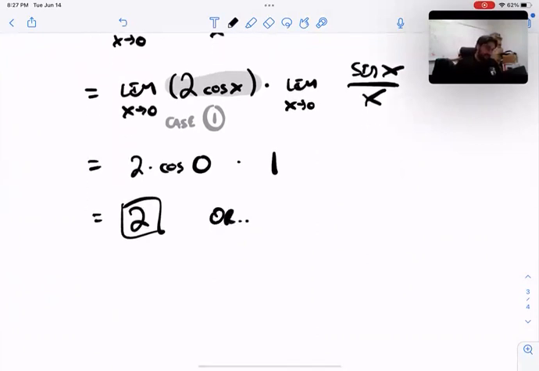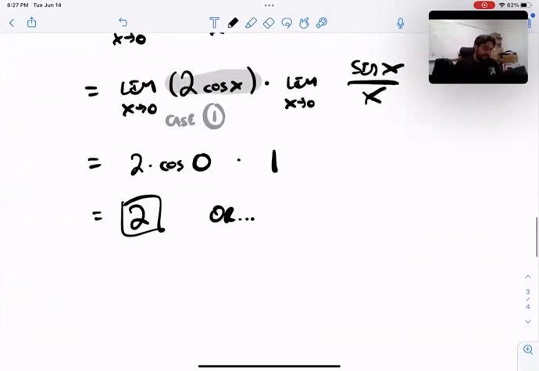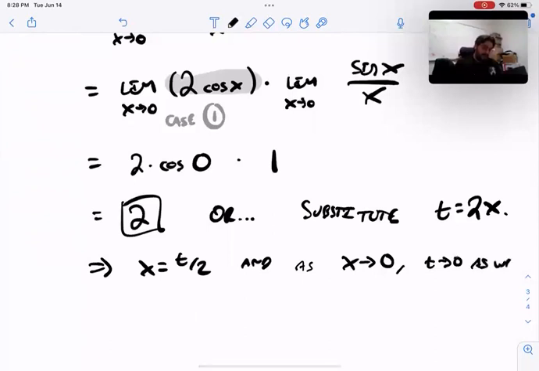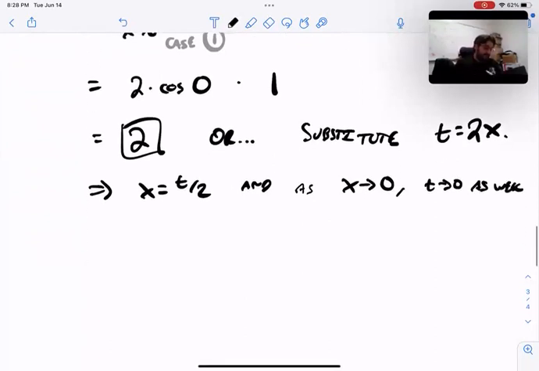You can also do a substitution, right? Here's a completely different way to evaluate this. Let's substitute t equals 2x. Well, if t equals 2x, then I have x equals t over 2. And as x goes to 0, t goes to 0 as well, right? So I can rewrite this limit, if I want, as a limit in terms of t.